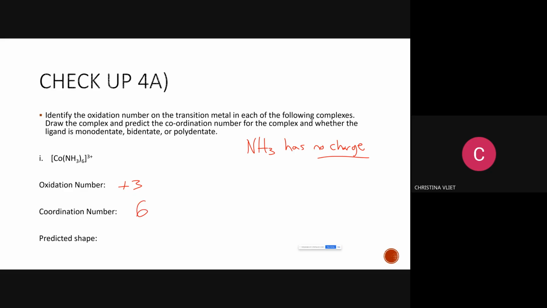And what's its predicted shape? 6 is always octahedral. All right, first try. Let's try this again. All right, next one, oxidation number for nickel. Plus 4? Plus 2.